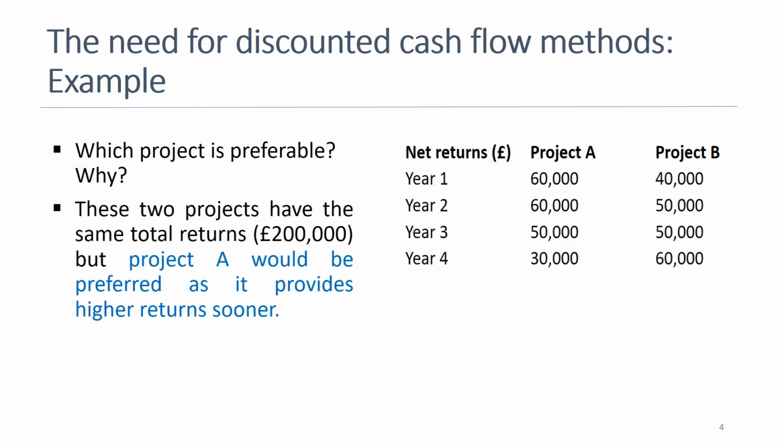Ready? Got any ideas? Generally, both projects do generate the same returns of 200,000. However, the timing of these returns is different. We get higher returns early on in Project A, but in Project B, they are delayed till years 3 and 4, towards the end of the project. And because of this, Project A is preferable because it generates higher returns sooner.